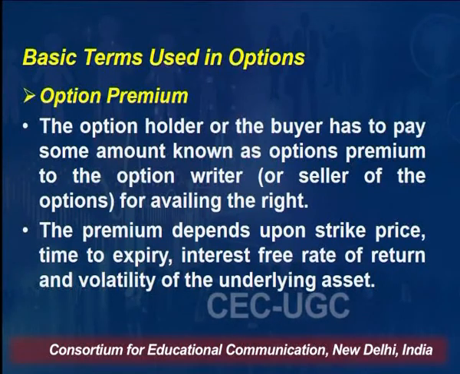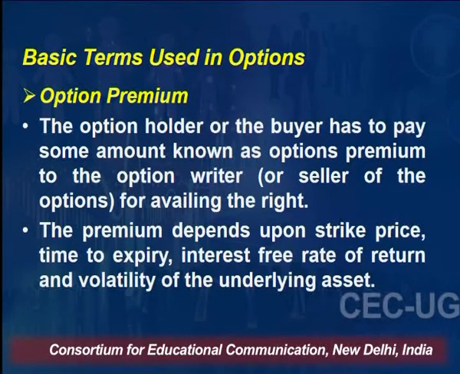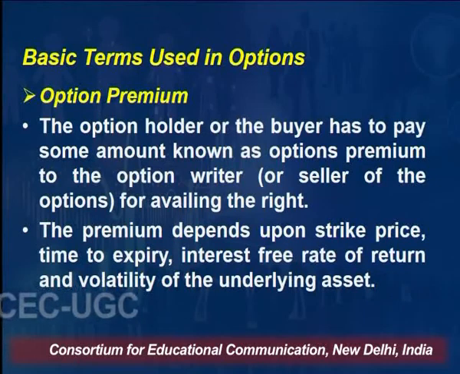So it depends on the strike price, meaning the larger the difference between the current price and the strike price, the less will be the premium in case of the call option, depending on the situation of the market, whether the market is bullish or bearish. There are various factors, but basically I would say the difference between the two, the time to expiry, the risk-free rate of return, and the volatility of the underlying asset. Volatility means the fluctuation of the underlying asset.